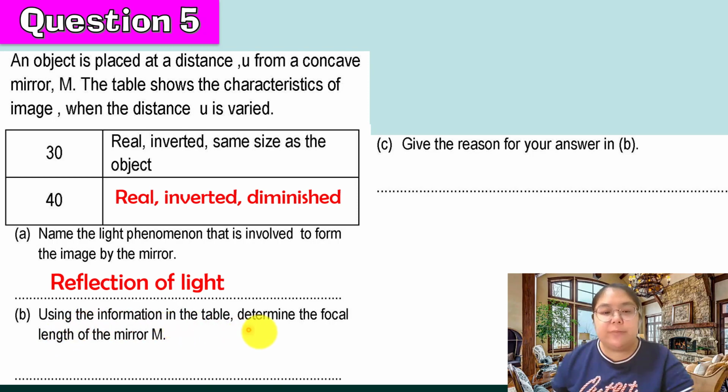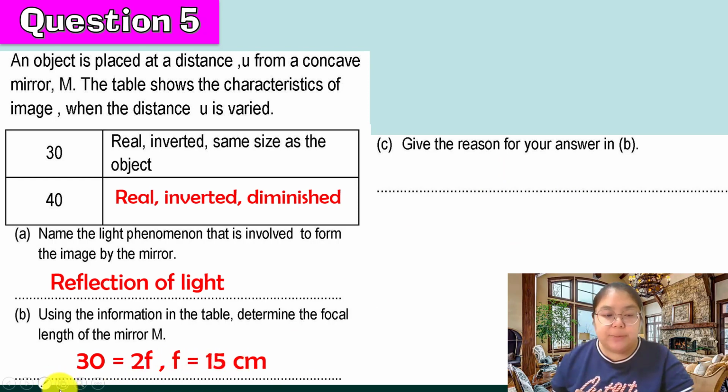Using the information, can you determine the focal length? The focal length we found just now already. So how do you find it? We check. Okay, the 30 is equal to 2f. So the f is 15 cm. Then you give the reason why you find it like this. Why you get the focal length as 15 cm.